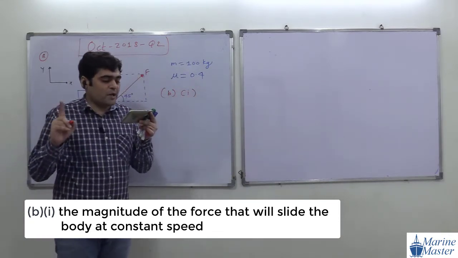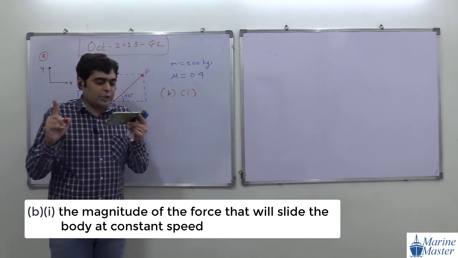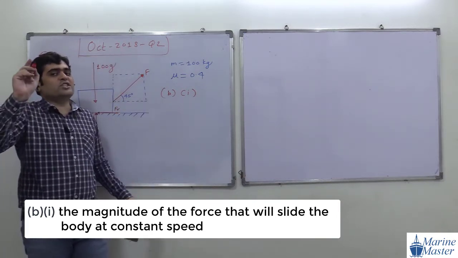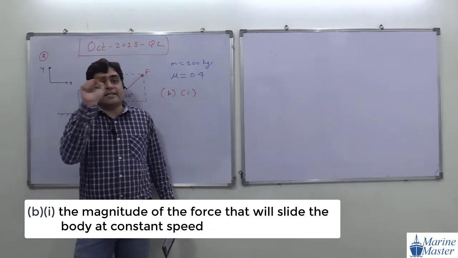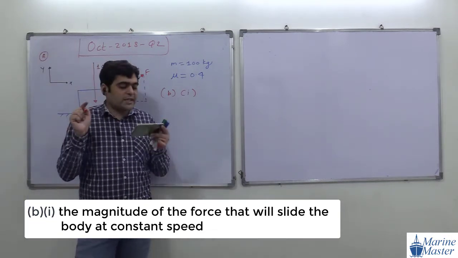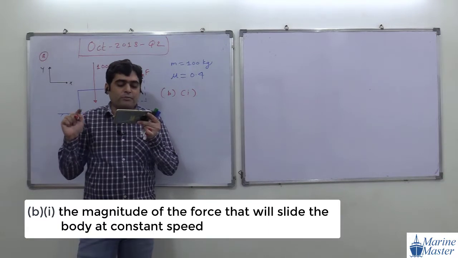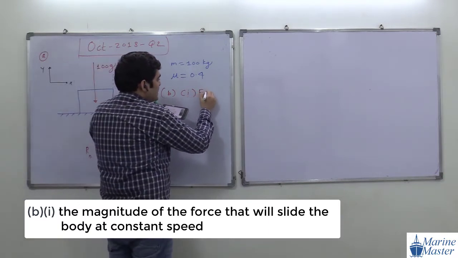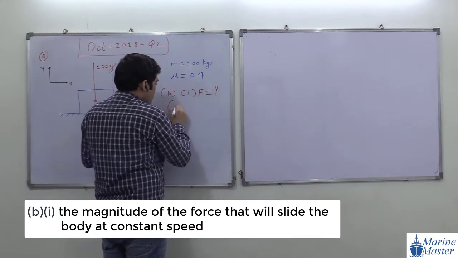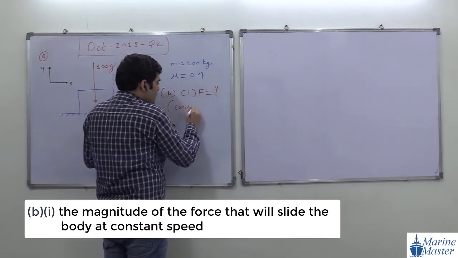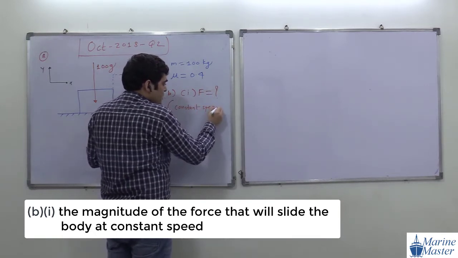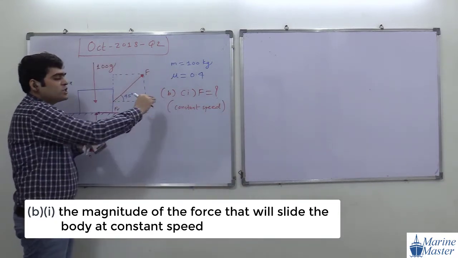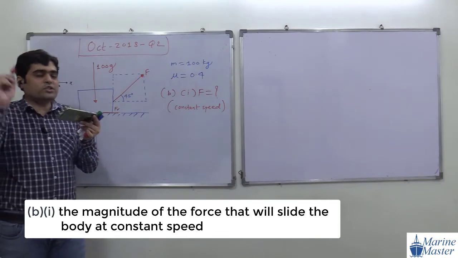In B's first part, what are they asking? The magnitude of the force that will slide the body at a constant speed. Underline that word, guys: constant speed. What are they asking us? The magnitude of the force that will slide the body, meaning they are asking us the value of F for constant speed. Constant speed means the object is moving with constant velocity. This body is moving with constant velocity.